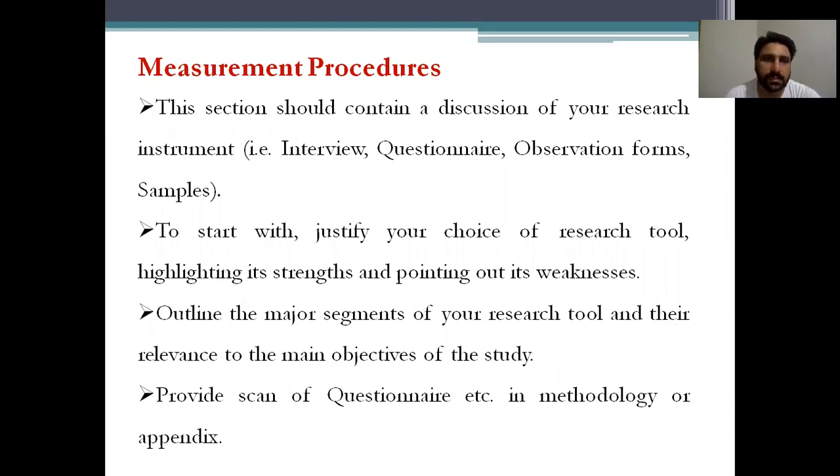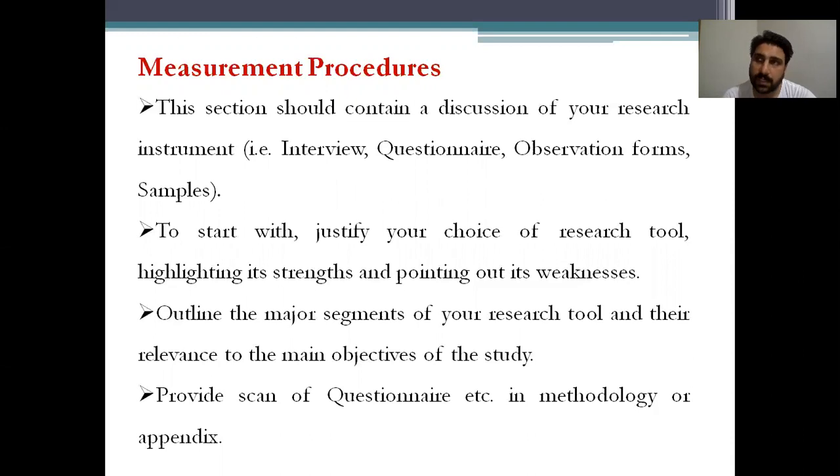This section should contain a discussion of your research instrument, how you are going to use the instrument for your study, whether you're using an interview, questionnaire, observation forms, or samples. To start with, justify your choice of research tool, highlighting its strengths and pointing out its weaknesses. Outline the major segments of your research tool and their relevance to the main objectives of the study. Why you have chosen an observational study for that specific work, let's say. Why you are utilizing a questionnaire for your work. What's its importance, what's its relevance?